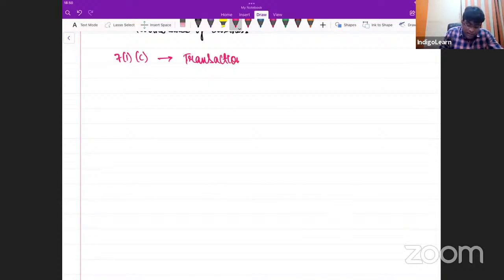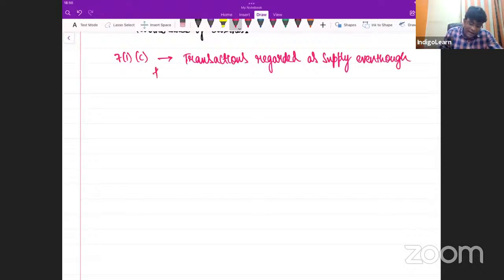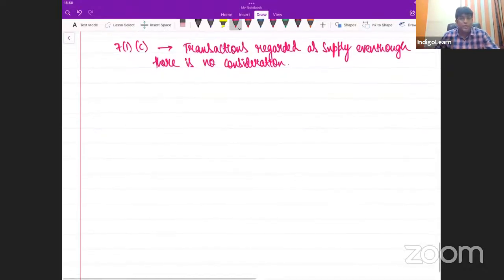C talks about transactions regarded as supply, even though there is no consideration. See the line, very important. Transaction, what's that? Regarded as supply, even though there is no consideration. So even though consideration is not there, still it is regarded as supply. That's why it's very interesting.